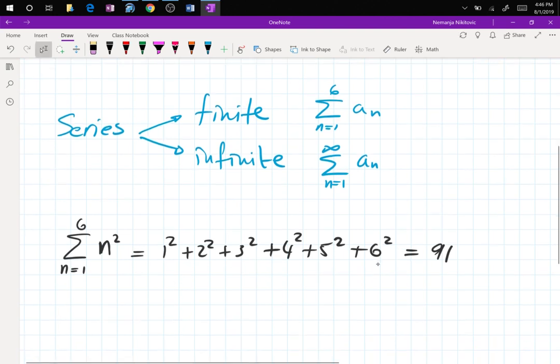Now, finite ones are not interesting because they always converge. You can always add a finite number of terms. If you go from 0 to 1,000,000, just write a code, and the computer will add it for you. It doesn't matter. So these always converge, and that's why they are not interesting at all. The ones that are interesting are the ones on the bottom that can either converge or diverge, which means that depending on what sequence you get, their sum either adds to a finite number, which is convergence, or to infinity, which is divergence.